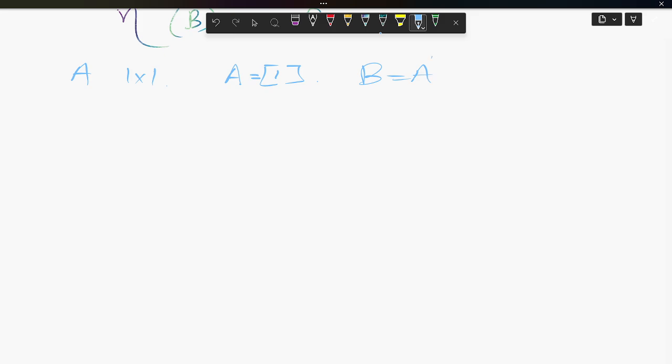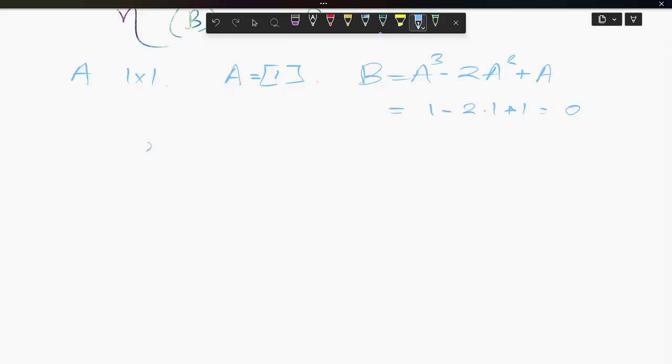Now to ensure our reasoning is correct, let's take a simple example where A is a 1 cross 1 matrix. Okay. That means a scalar matrix. So let it be A equals 1. Now our B will be A cube minus 2A square plus A, so that is 1 minus 2 into 1 plus 1, so that is equals to 0.